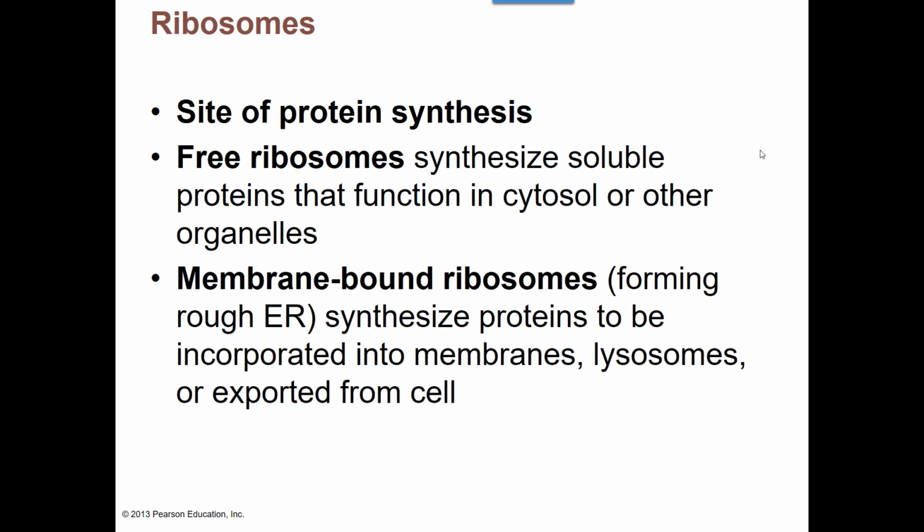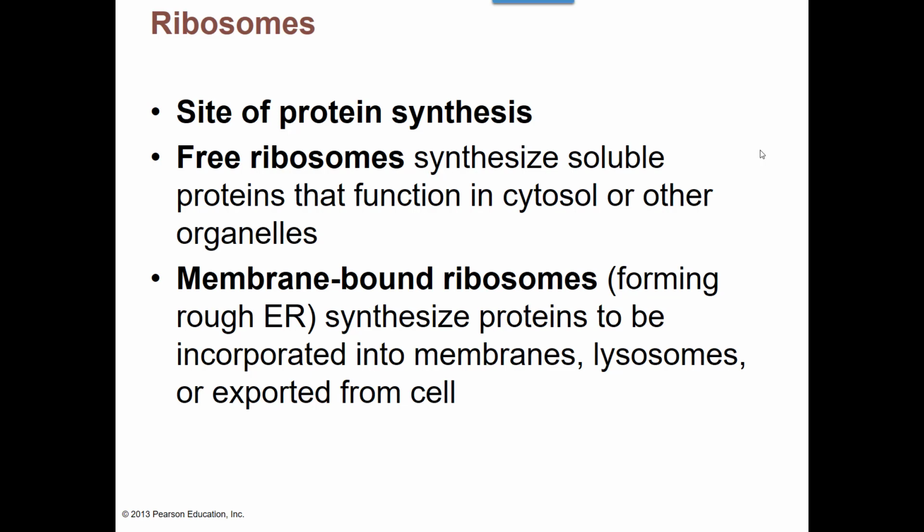And so a lot of the proteins that are made on the rough ER end up in the cell membrane as maybe transport or carrier proteins. Some end up becoming lysosomes, and some are just exported from the cell to go elsewhere.